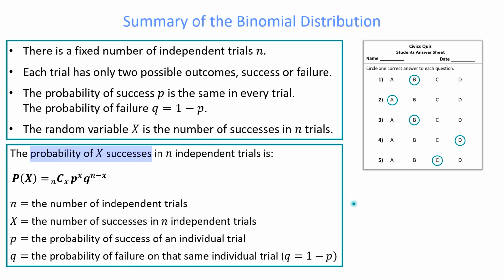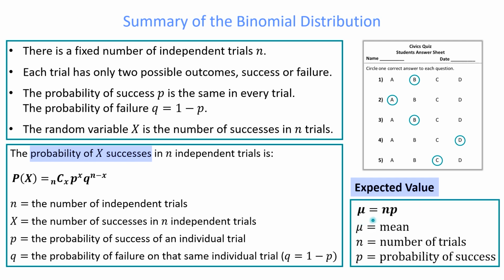Now finally, when we're asked to work out the expected value, we work out the mean mu, which is equal to n multiplied by p. So remember, this symbol here is a Greek letter and we pronounce it as mu, and this is the mean, n is the number of trials, and p is the probability of success.